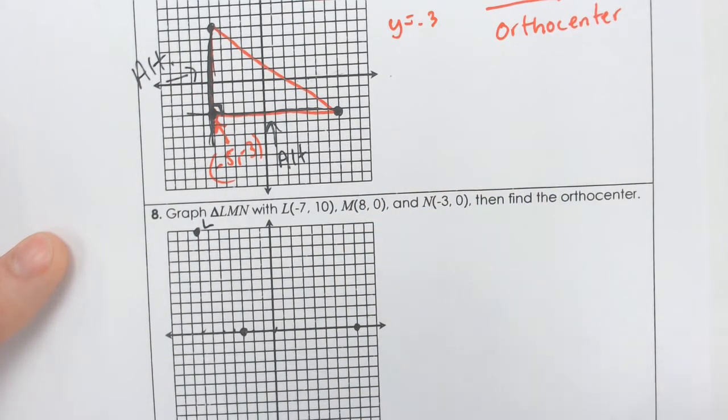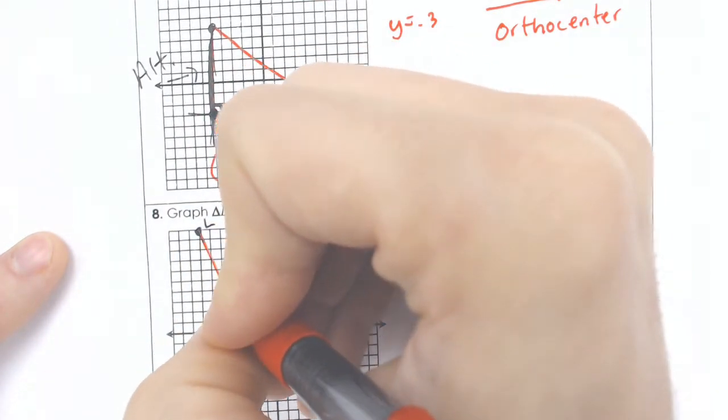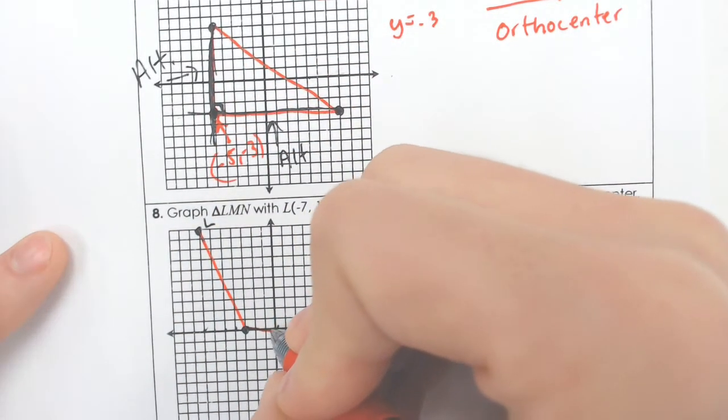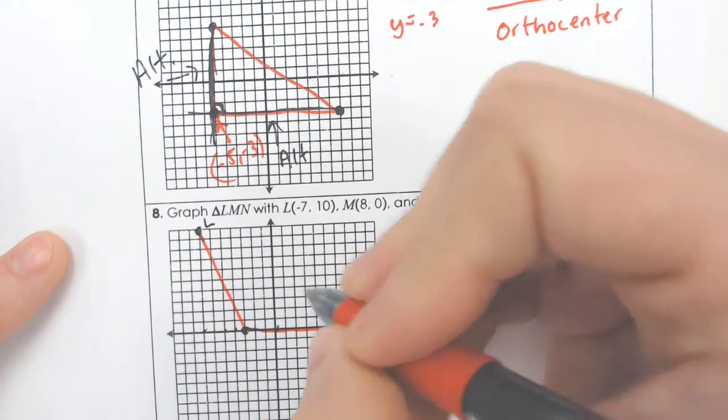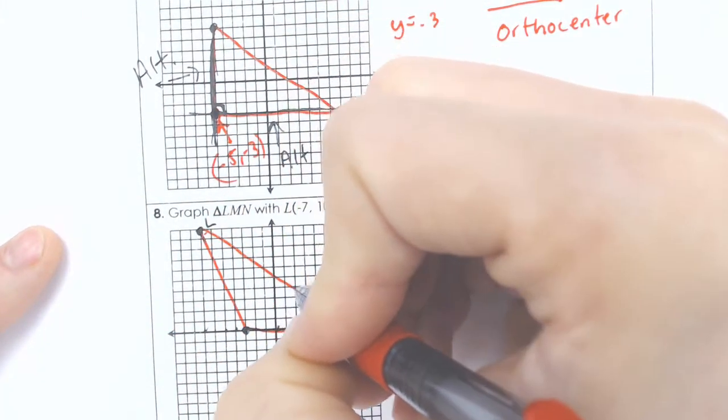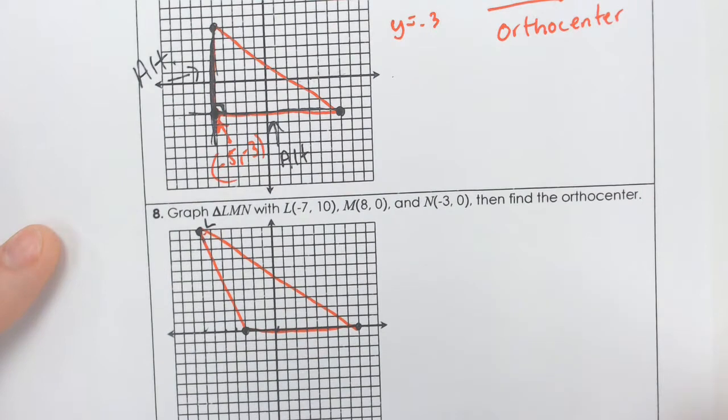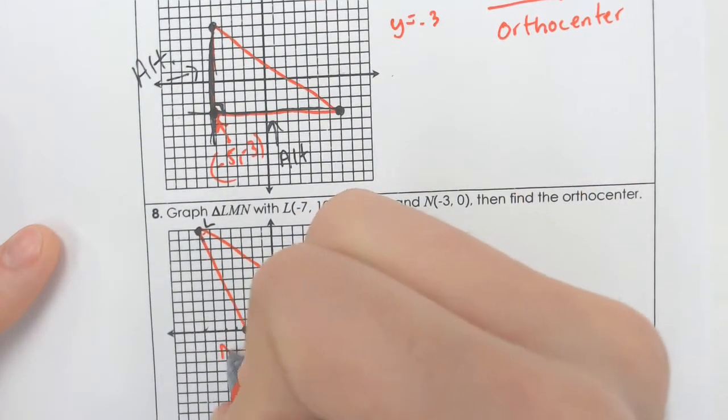Now this orthocenter has a chance of being outside of the triangle, so don't panic if that happens. This one might, I'm not sure. But there is a good chance of that happening. Let's label M. Let's label N.